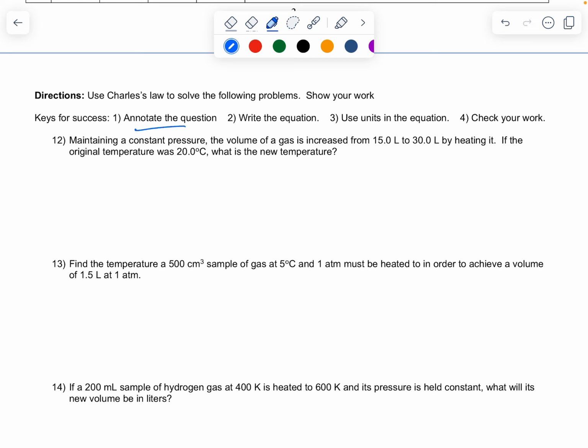And so those things are, number one, annotate the question. I'll model all of these. Number two, I want you to write the equation and then include those units in the equation. That'll avoid some of those errors that we see. And then at the end, I want you to check your work.